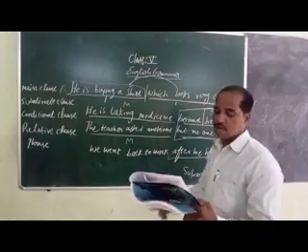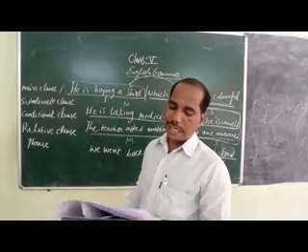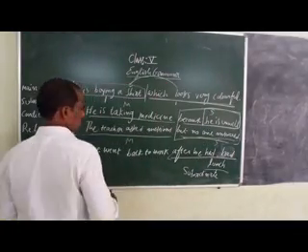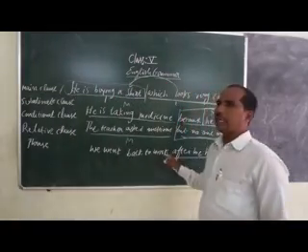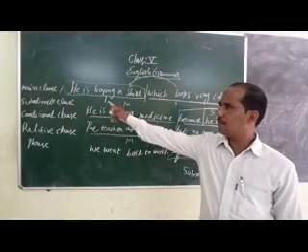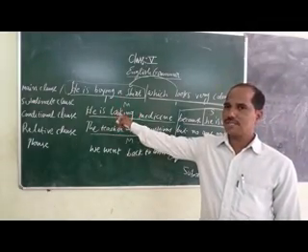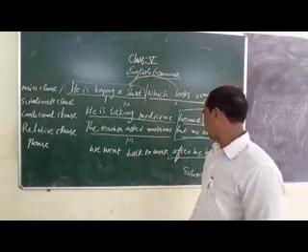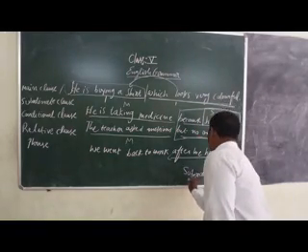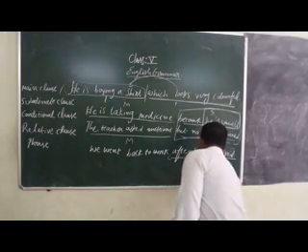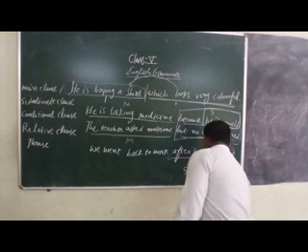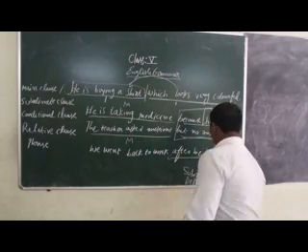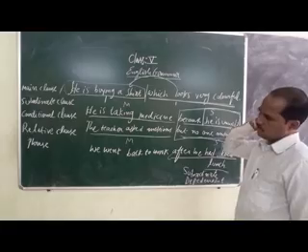What is a subordinate clause? A subordinate clause depends on a main clause for its meaning. Main clause is independent. Subordinate clause is a dependent clause. Subordinate clause and dependent clause are the same. Understood? Okay.